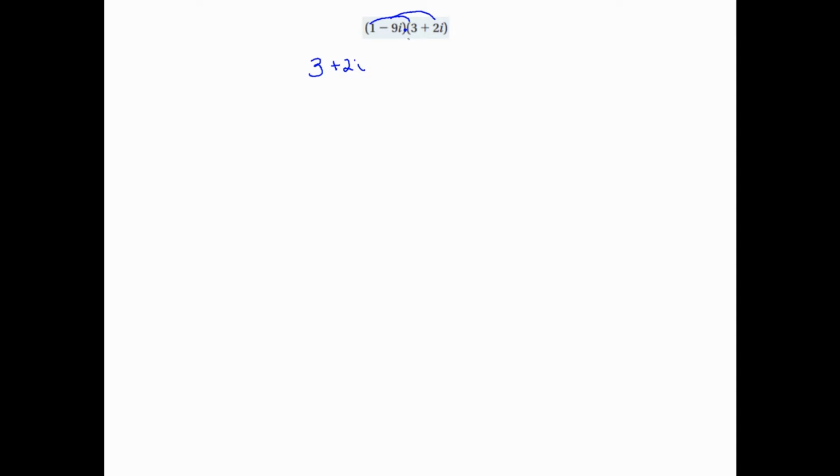Inside, negative 9i times 3, that's minus 27i. And then last, negative 9i times 2i, that is going to be minus 18i squared. Because if these were variables, they would be squared.